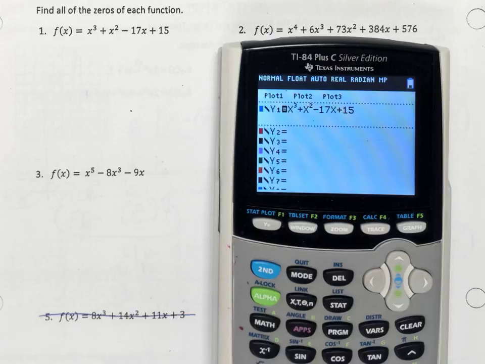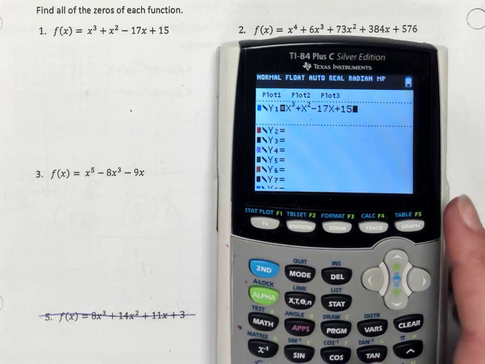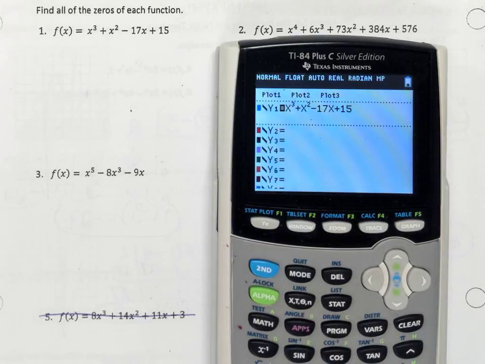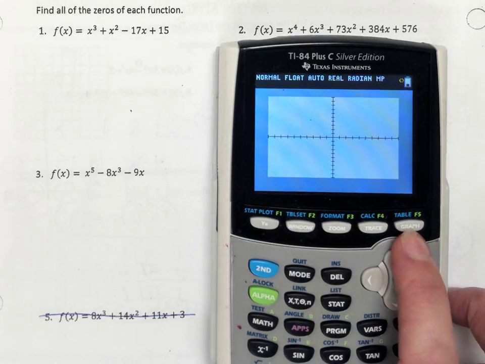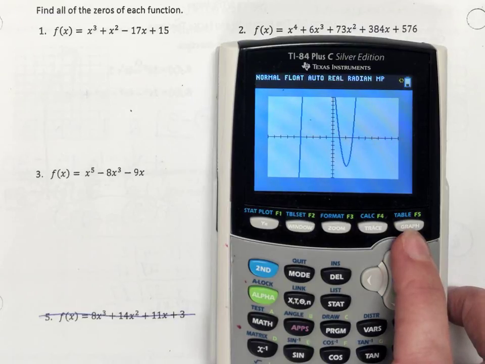Anybody need help plugging it in? All right, then what do we do to see where it hits the x-axis? Well, no. Second table would give us a table. Where do we need to go to see where it hits the x-axis? Graph. Very good. So hit the graph button, okay? All right, let it think. It's going to be kind of a crazy graph, but I'm not worried about any of that. I'm only worried about where it hits the x-axis, right?